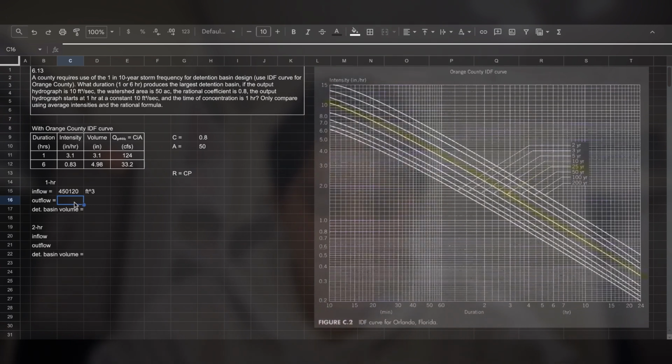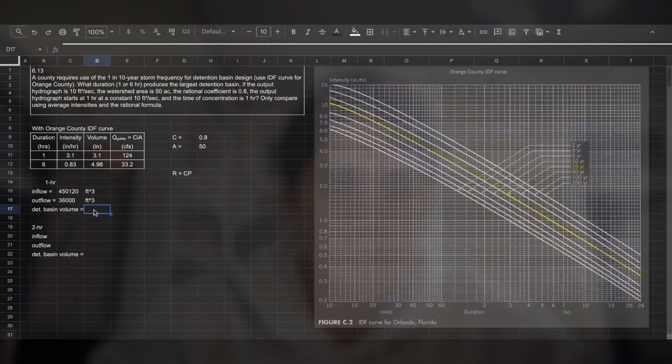Now the outflow is going to be, the duration of the storm is 1 hour. So we need to multiply 1 hour times the rate of the outflow, which is 10 cubic feet per second. Now we have hours and seconds, so we need to get rid of the seconds and the hour, so we get only cubic feet. To do that, we need to multiply by 3600. There are 3600 seconds in 1 hour, and that's going to give us 36,000 cubic feet.